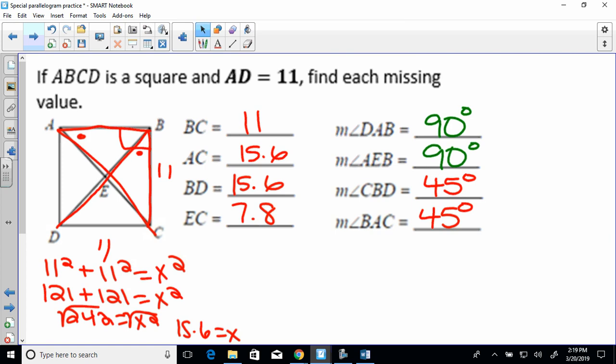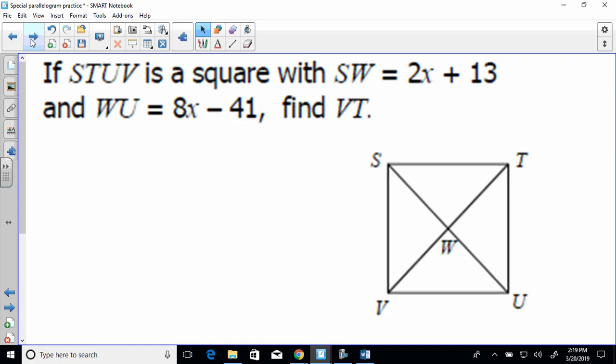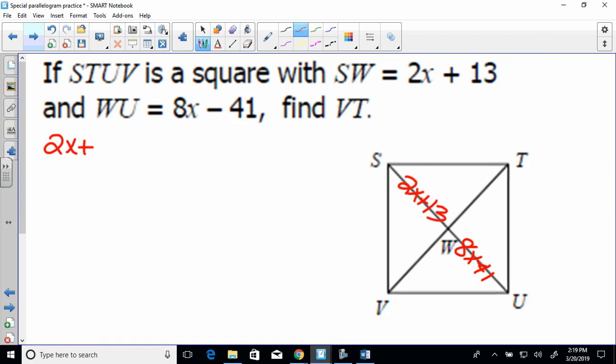Okay. And then our last example, if STUV is a square with SW equals 2x plus 3, so let's fill that in. SW is 2x plus 13, I'm sorry. And then we know that WU is 8x minus 41, and they want us to find VT. Well, with the information given, we know that those two segments are congruent to each other because the diagonals bisect each other. So we can set them equal. We got 2x plus 13 equals 8x minus 41. So now we're going to solve for x.